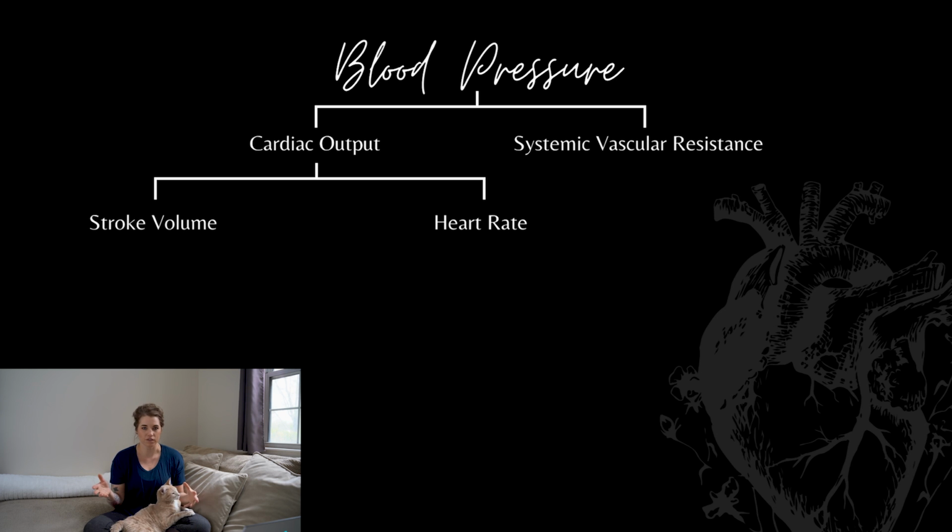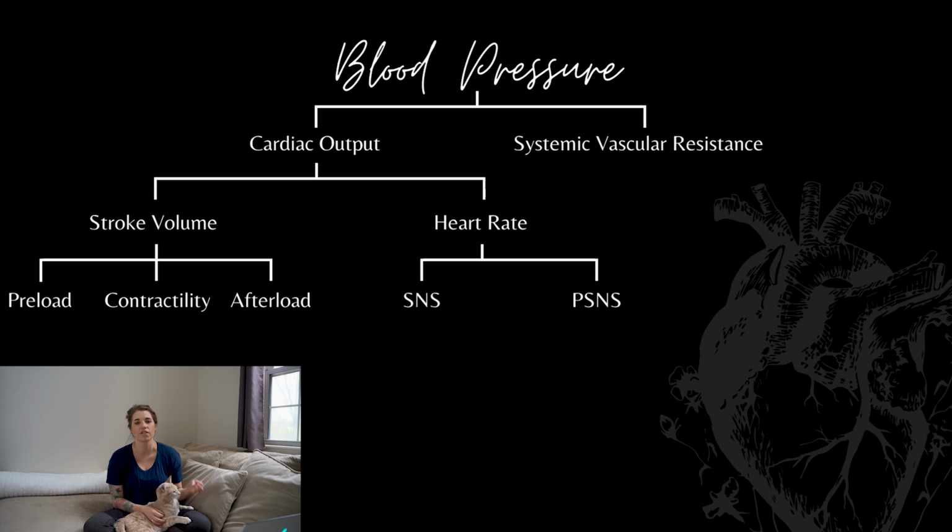Heart rate, we all understand, it's the number of times your heart contracts during a minute. And it is determined by your autonomic nervous system, which is broken down into two components: our sympathetic nervous system, our fight or flight response, and our parasympathetic nervous system, or our rest and digest response. Stroke volume is the volume of blood that is moved out of our heart during each systolic contraction.